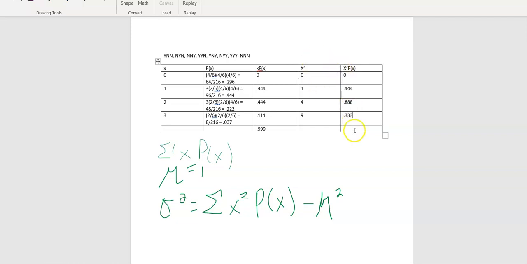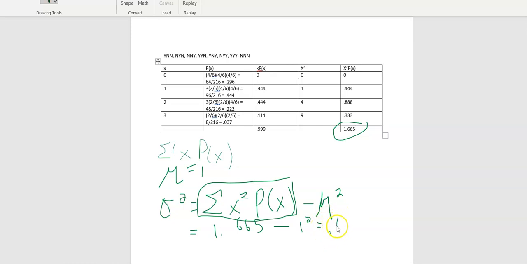All right, and then we want to add this column, and that's 1.665. Sorry, my dog's barking in the background. Now we're going to fill in here. Let me go back to my draw feature. The sum of the x squared p(x) column is 1.665, so this is that whole quantity right here. So really, all of this is what was right here. All right, and then I want to take my mean and square it. Our mean is 1, so 1 squared, which is really 1. So I've got 1.665 minus 1 squared. That's 0.665.